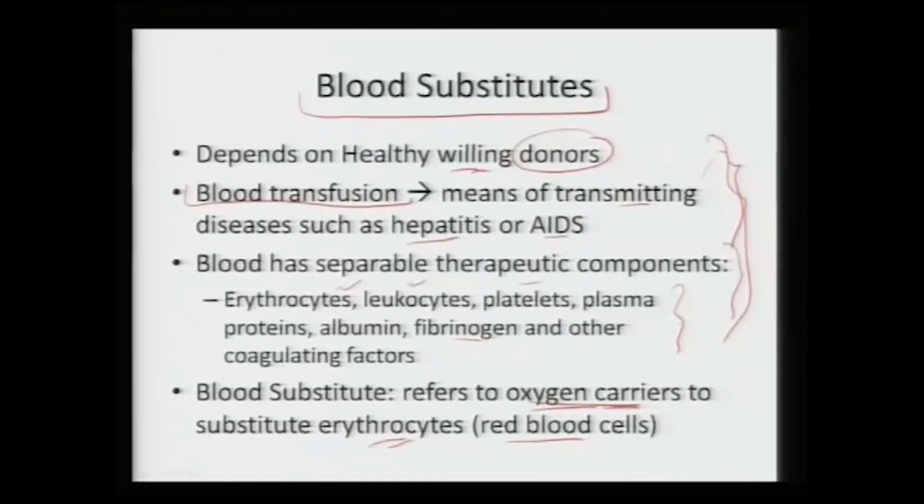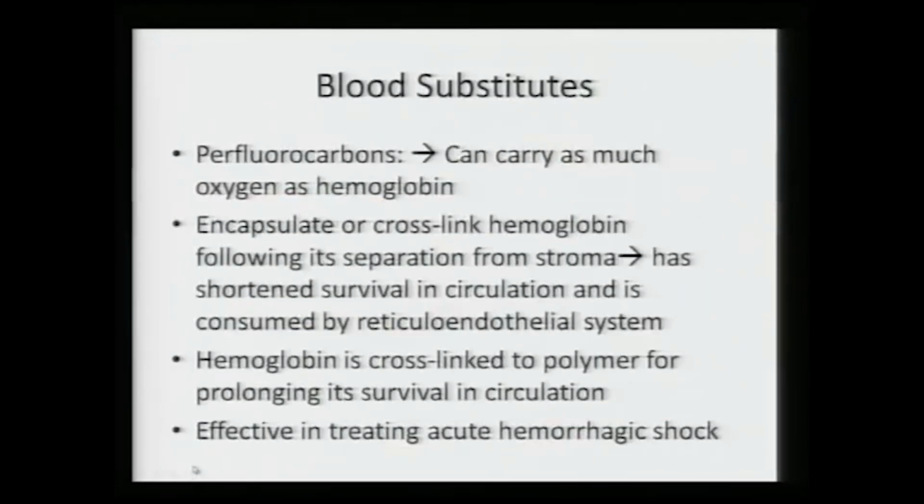So apart from so many constituents, we are mainly concerned about the erythrocytes or the red blood cells, to take over the functionality of the erythrocytes in terms of oxygen scavenging. There are certain materials called perfluorocarbon which can carry as much oxygen as hemoglobin. Alternatively, they can be applied by encapsulating erythrocytes, by cross-linking hemoglobin and separating it from the stroma. But the problem with encapsulation is that it has a very short survival time in the circulation, and it is immediately consumed by the reticuloendothelial system.